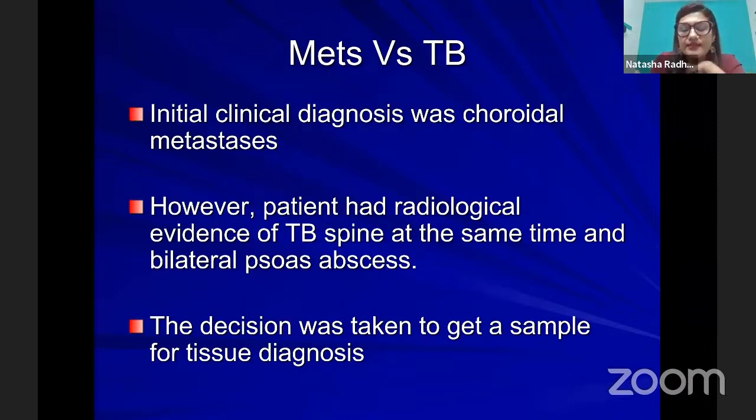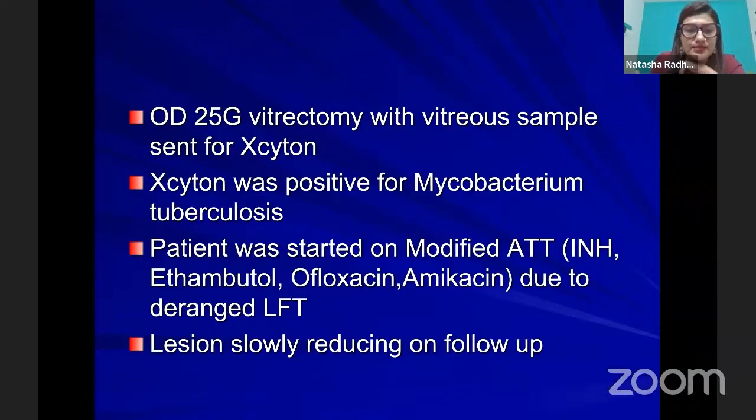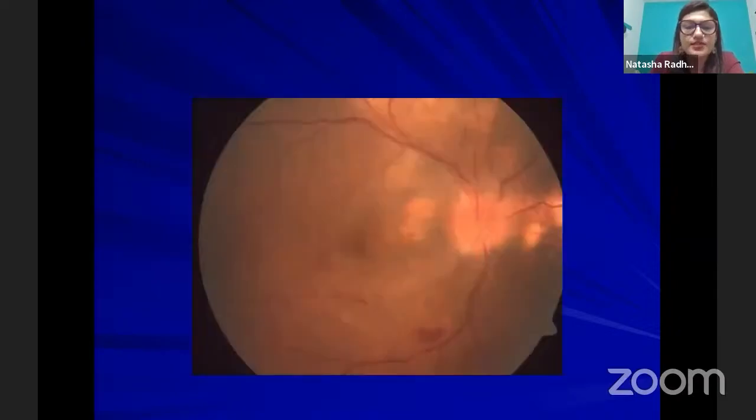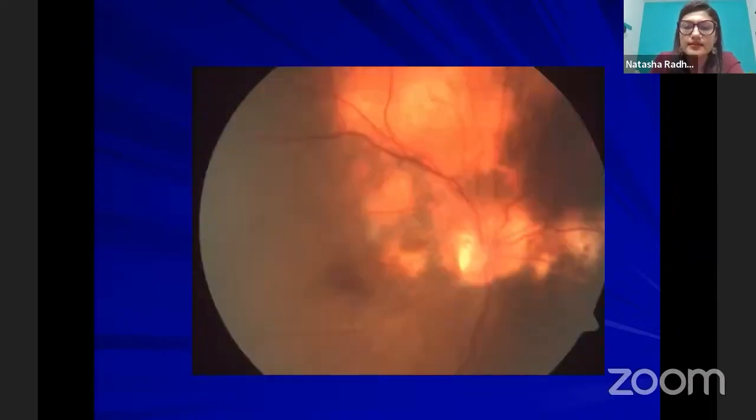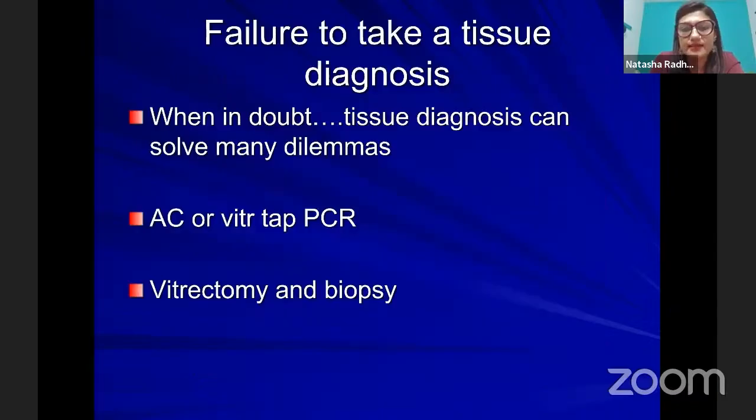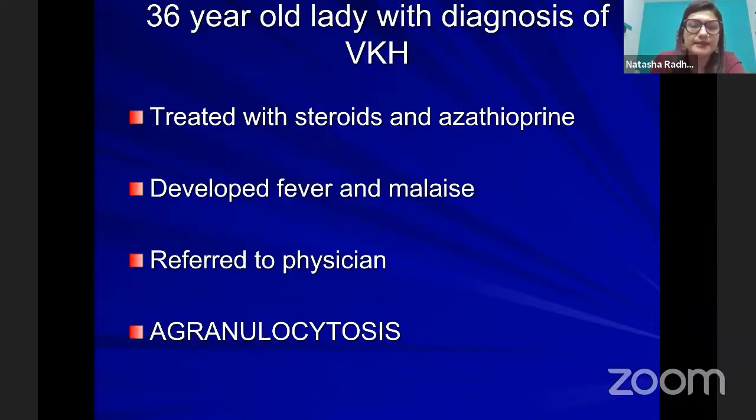Finally we decided to take a tissue diagnosis, and a 25 gauge vitrectomy was done, and the patient turned out to be exciton positive for tuberculosis. And just by ATT alone, her lesion reduced and completely flattened and resolved. So when in doubt, a tissue diagnosis can solve many dilemmas. It can be an AC tap, or it can be a vitreous tap, or a vitrectomy and biopsy.